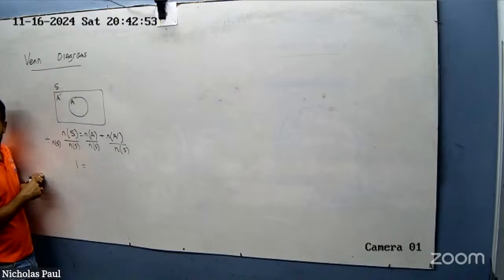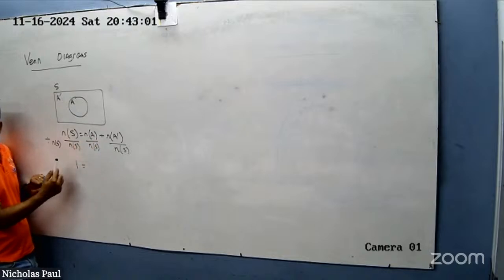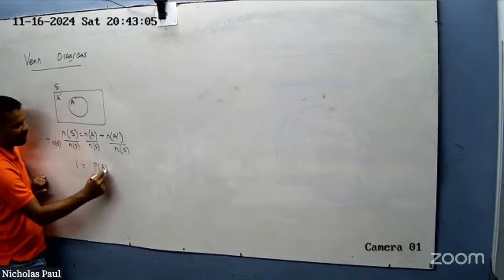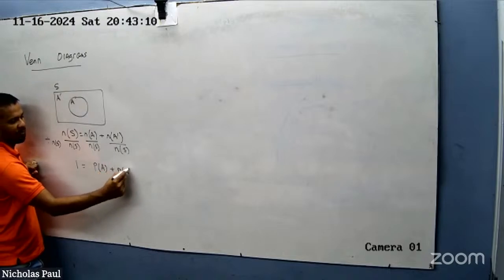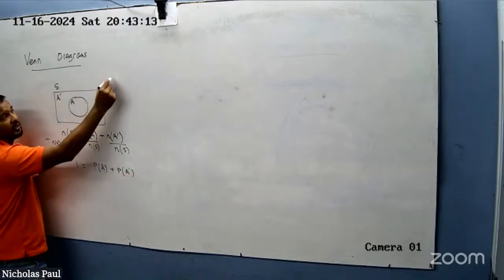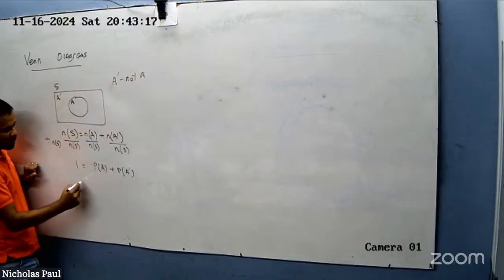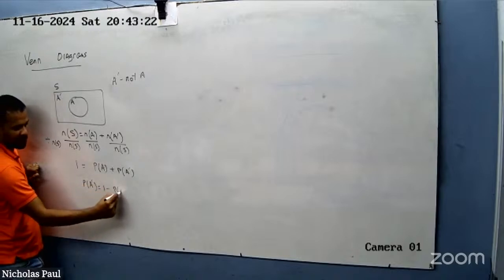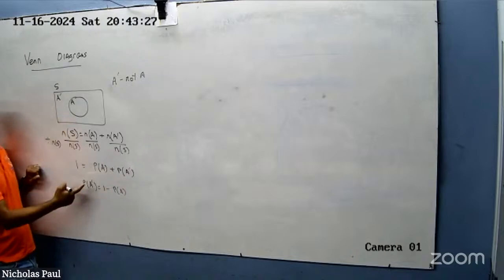Does that look familiar? What is this? This is the probability of A. And what is this? The probability of not A. So you could call this not A. Therefore, the probability of not A is 1 minus the probability of A. That makes sense? And you see where it came from.